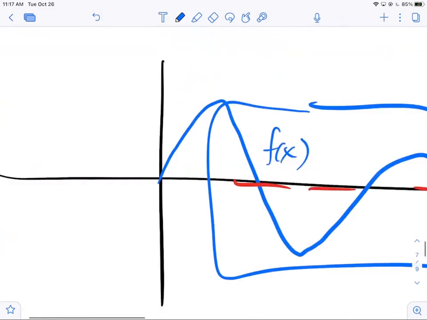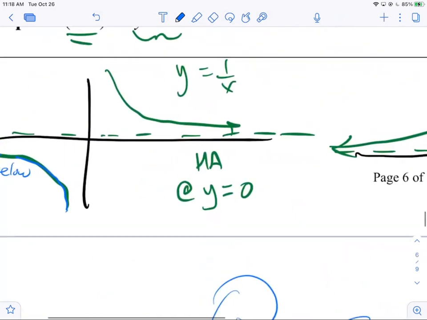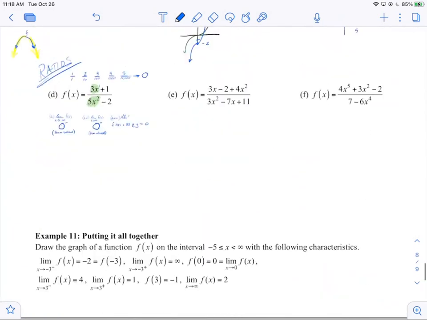All right. That's going to be also very similar to the graph of 1 over x. The graph of 1 over x also, as we go out to the right, approaches 0 from above. Okay. So let's summarize this.